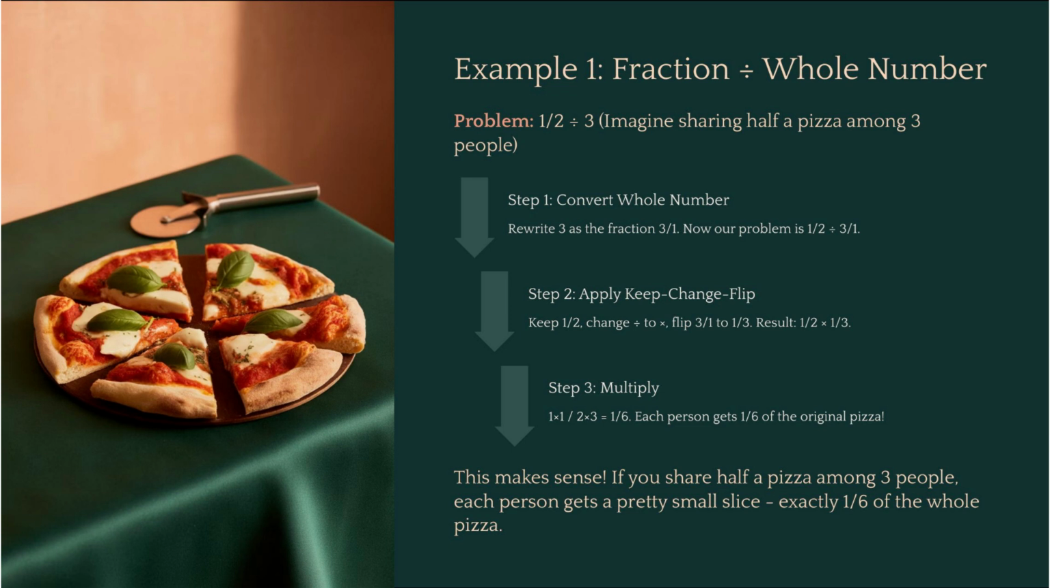Let's look at example 1. We have half a pizza, 1/2, and we need to divide it among 3 friends. We write 3 as the fraction 3/1. Now we use KCF. We keep 1/2, change to multiplication, and flip 3/1 to 1/3. We multiply across. 1 times 1 equals 1, and 2 times 3 equals 6. The result is 1/6. This makes sense. If you share half a pizza with 3 people, each person gets 1/6 of the whole pizza.